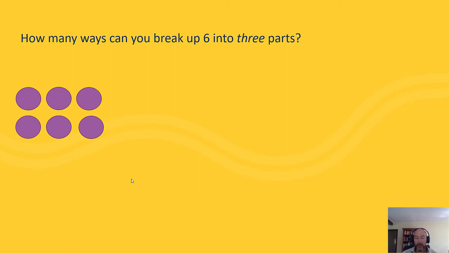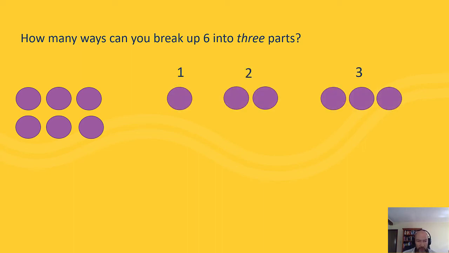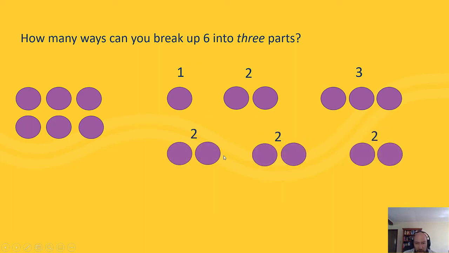Okay, if you want to advance it a little bit more and you've got people working well in groups or individually, you could try this. How many ways can you break up 6 into 3 parts? And so it's like, okay, well, we could have 1 and then 2 and then 3. So 6 can be broken up into 3 parts that way. And then you could go 2, 2 and 2, but that's it. That's actually it in terms of breaking 6 into 3 parts.